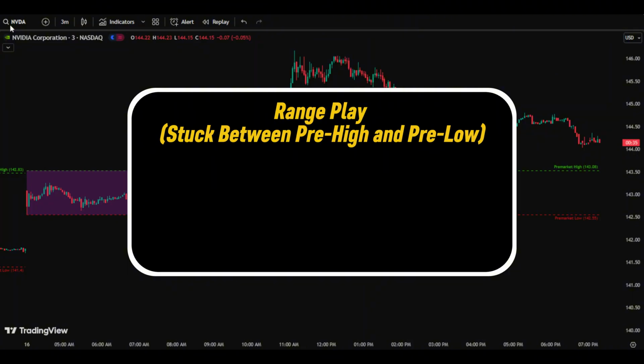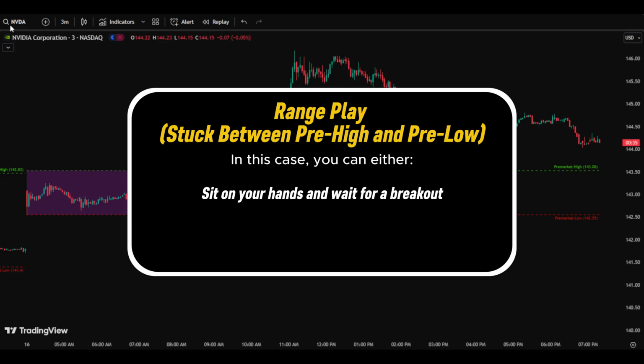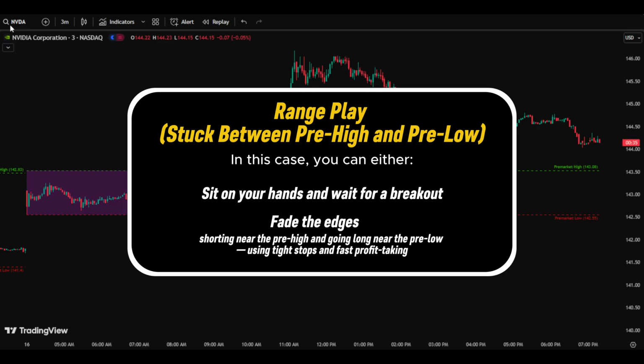Scenario 3. Range play, stuck between pre-market high and pre-market low. When price opens and trades within the pre-market range, it often means indecision. There's no clear breakout, just chop between the pre-market high and low. In this case, you can either sit on your hands and wait for a breakout, or fade the edges, shorting near the pre-high and going long near the pre-low, using tight stops and fast profit-taking.